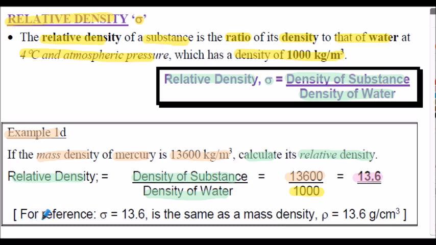And purely for reference, the relative density, sigma, of 13.6, is the same as the mass density, symbol ρ, in terms of grams per centimeter cubed. So 13.6 grams per centimeter cubed is the same as the relative density. Although non-preferred units, you do sometimes see densities quoted in terms of grams per centimeter cubed. That's just for reference. Also notice the density of water stated here relates to fresh water. Seawater has a higher density because of the salt content.